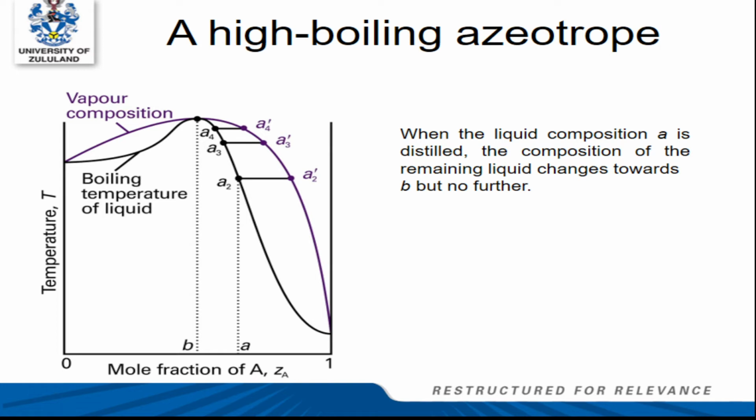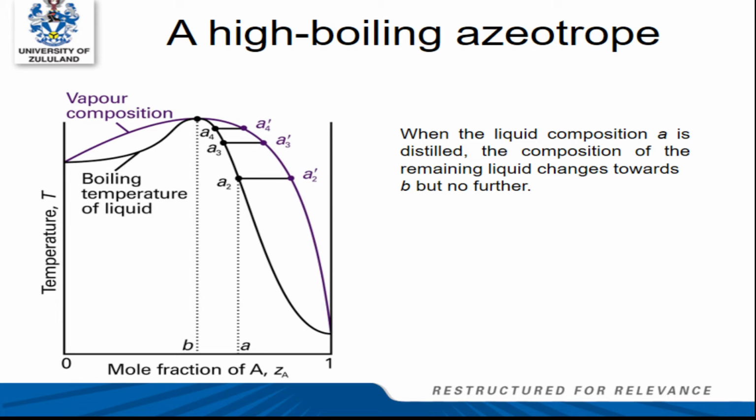Okay, the first type of azeotrope phase diagram is what we call a high boiling azeotrope. According to this phase diagram, when the liquid composition of A is distilled, the composition of the remaining liquid changes toward B, but not further. So why are we saying that?